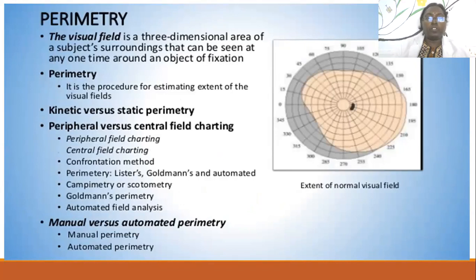Perimetry is a procedure to estimate the extent of the visual field. You have kinetic and static perimetry. Peripheral versus central field charting is done. Peripheral field charting includes the confrontation method, campimetry, or perimetry, Goldmann's perimetry, and automated field analysis, which includes Humphrey and Octopus.